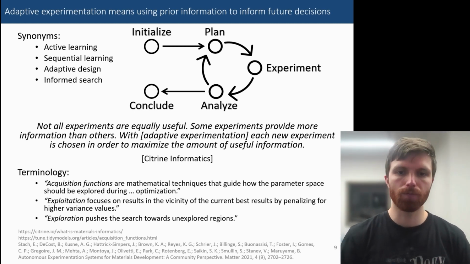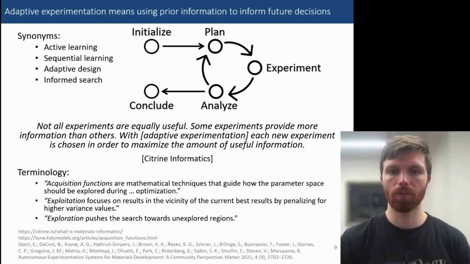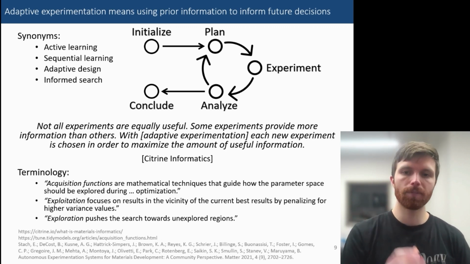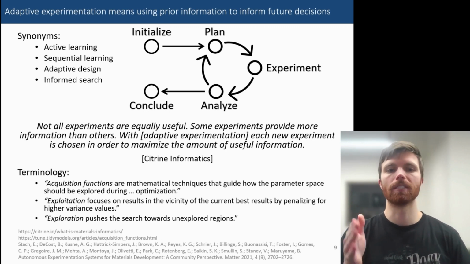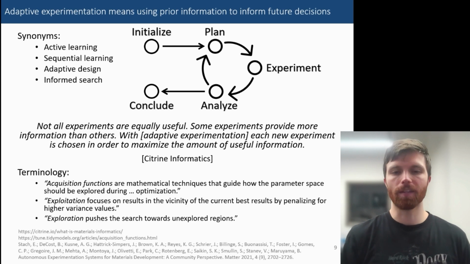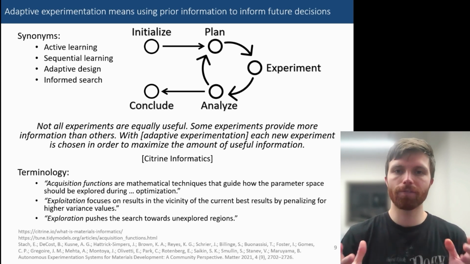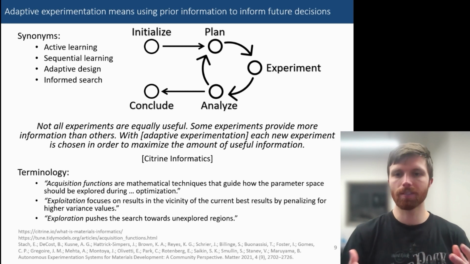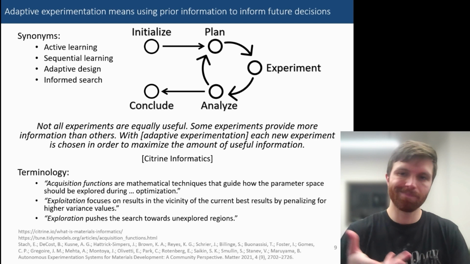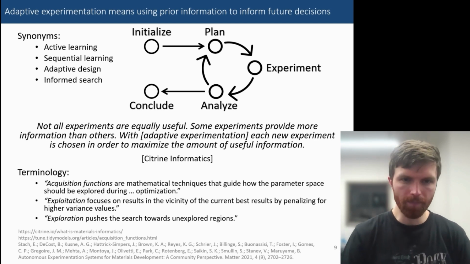And here's a quote from Citrine Informatics. Not all experiments are equally useful. Some experiments provide more information than others. With adaptive experimentation, each new experiment is chosen in order to maximize the amount of useful information. Whereas with those other methods, you're not really quantifying that difference in usefulness, except that you want to try out points that are different from each other.